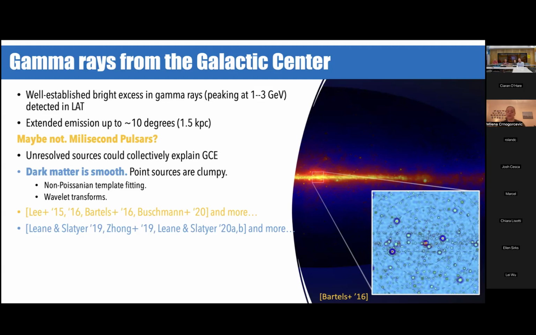The motivation for the millisecond pulsars also comes from the spectral properties of the millisecond pulsar emission. But also another thing that can be done when thinking about the individual sources is the morphology of such emission. So for example, the dark matter signal is expected to be smooth, whereas point sources are clumpy. And as such, there are some very nice techniques developed to search for the smoothness of the signal coming from the galactic center, some including the non-Poisson template fitting and wavelet transform, so thinking in Fourier space.